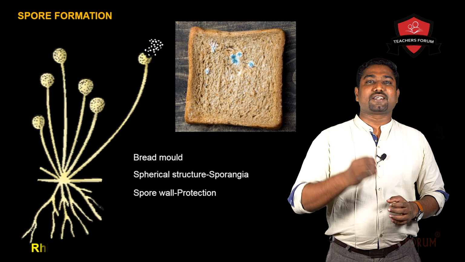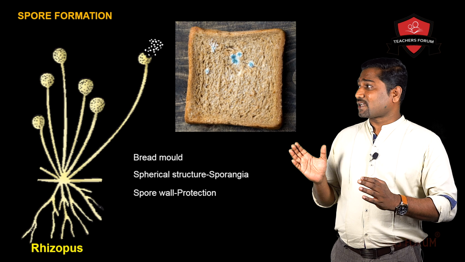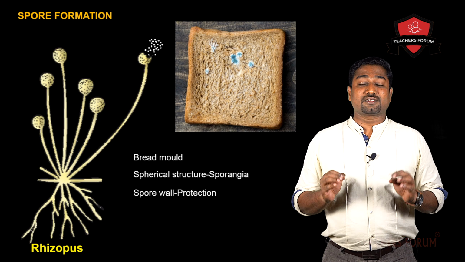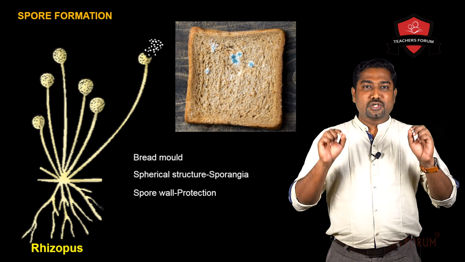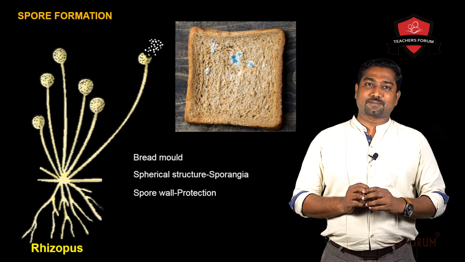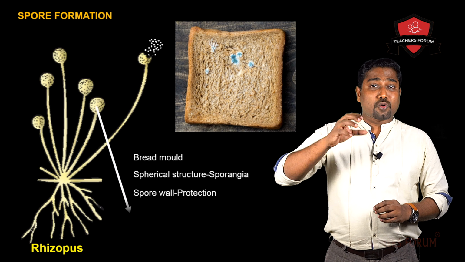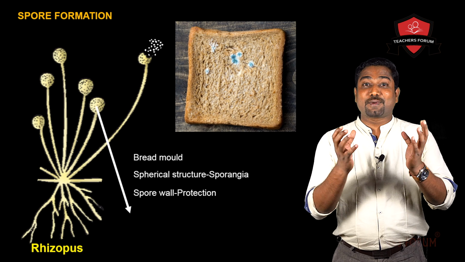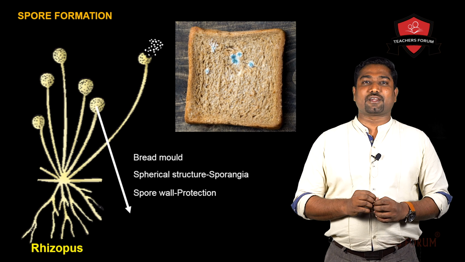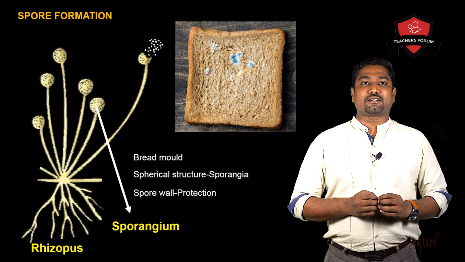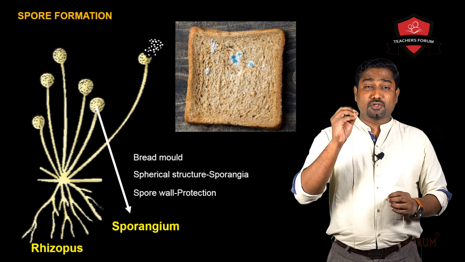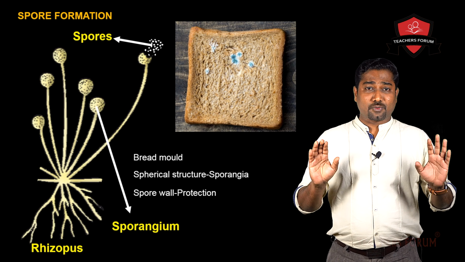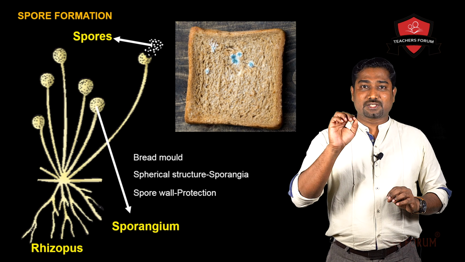Technically, we call them rhizopus. You could see the branching structure, that's the body of the fungus, called hyphae. They are the non-reproductive part of the fungus. Whereas you can see a blob on a stick like structure, a spherical structure at the tip of the hyphae. They are called sporangia. The sporangia's function is to produce spores inside them. Spores are minute cells inside it.